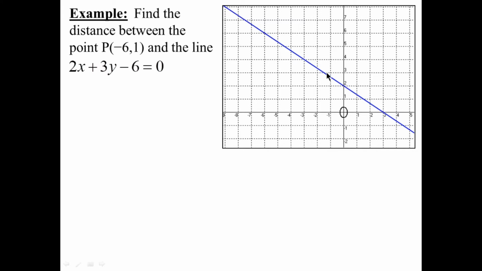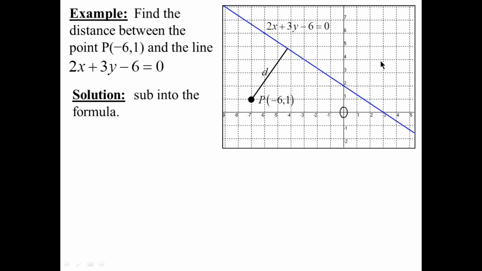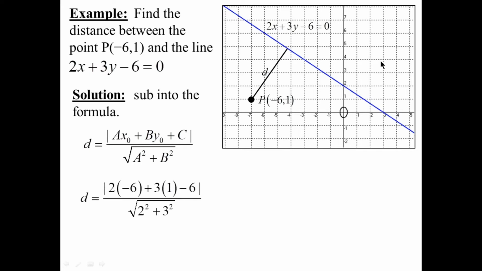So this is the equation of the line, and this is the external point P, negative 6, 1. And we seek this straight over distance, the right-angled distance. So our solution is to sub into the formula, and that was the formula given. And we just plug in all the numbers. A and B will be 2 and 3. There they are, 2 and 3. X naught, y naught will be minus 6, 1, so there they are.